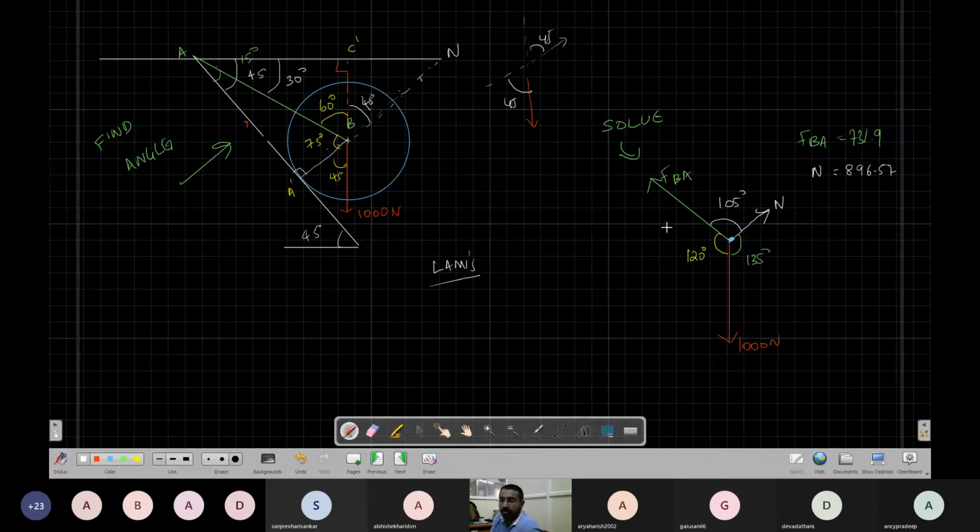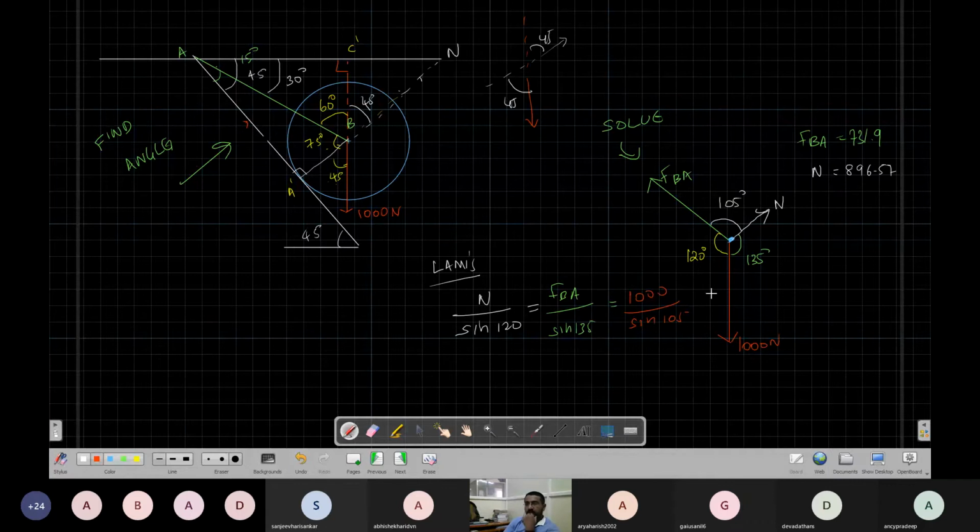Okay. So Lami's theorem: N upon sine 120 should be equal to FBA upon sine 135, which should be equal to 1000 upon sine 105. Okay. If you solve this, you will get the answer. I think it is correct.